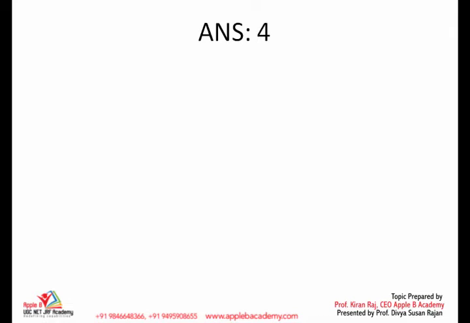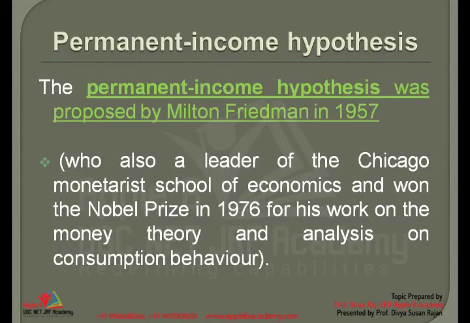Now with this we come to the next theory, that is the permanent income hypothesis. Now the permanent income hypothesis was proposed by Milton Friedman in 1957. This is a theory of consumer spending which states that people will spend money at a level consistent with their expected long-term average income. Now the level of expected long-term average income then becomes thought of as the level of permanent income, and that can be safely spent.